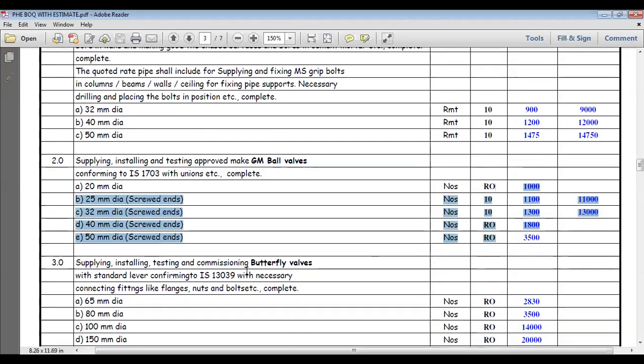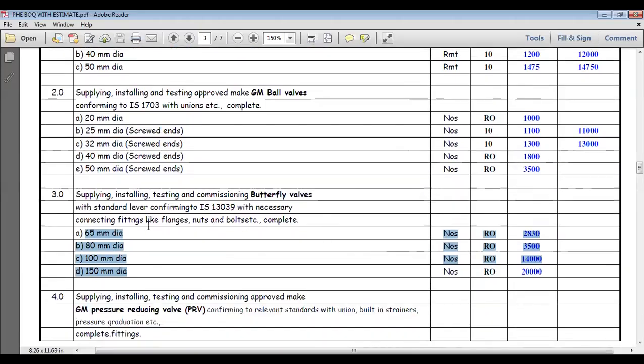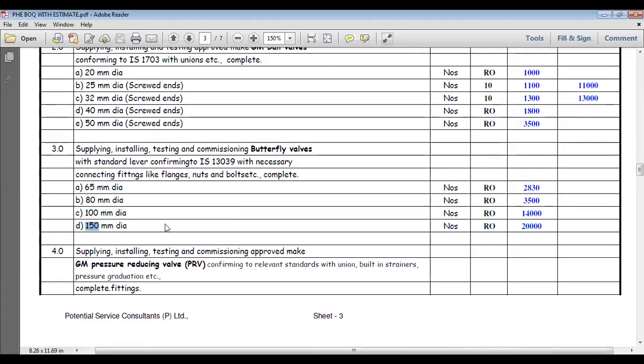Supply, installation, testing and commissioning of butterfly valve. Butterfly valve, after 50 mm we have to use butterfly valve only. That butterfly valve is conforming with IS 13039. With the standard we have to put it, with the necessary connection fittings like flanges, nuts and bolts etc., complete, they have to supply. From 60 mm to 150 mm we have to put butterfly valve based on your project requirement. If your project is larger size, some 300 also will come.